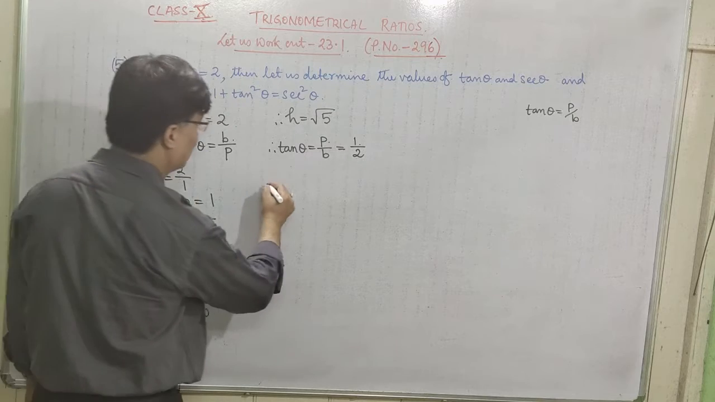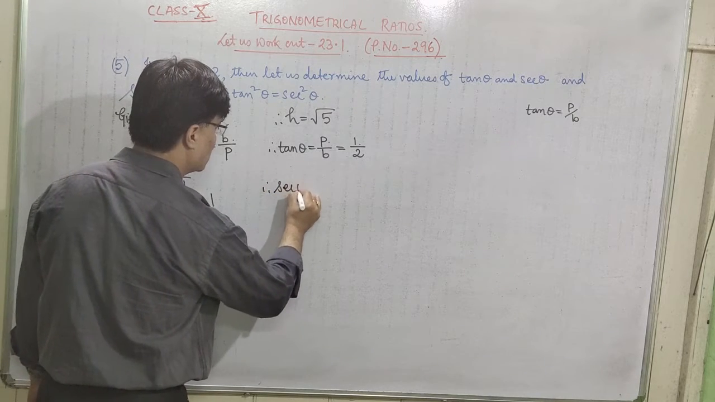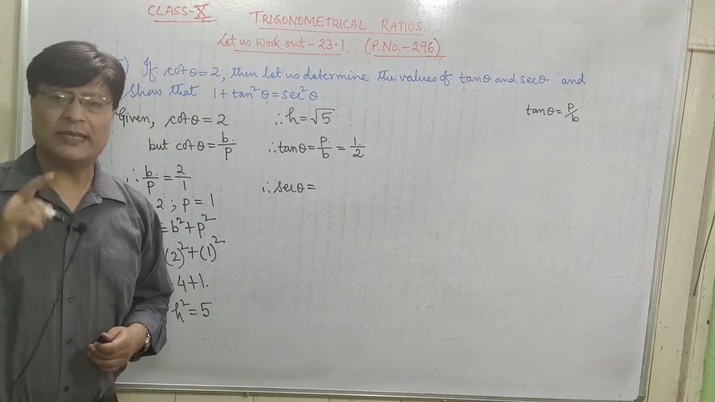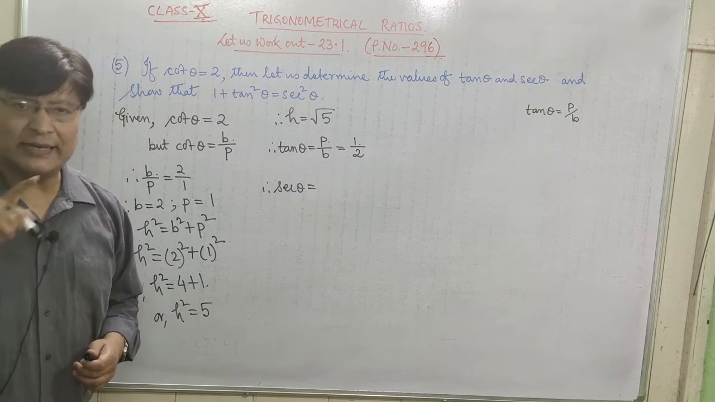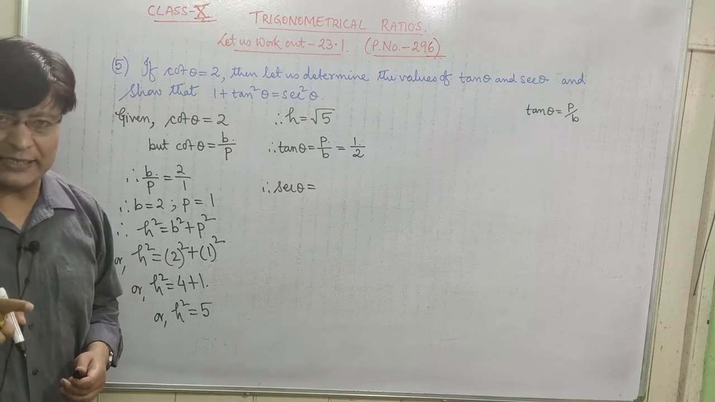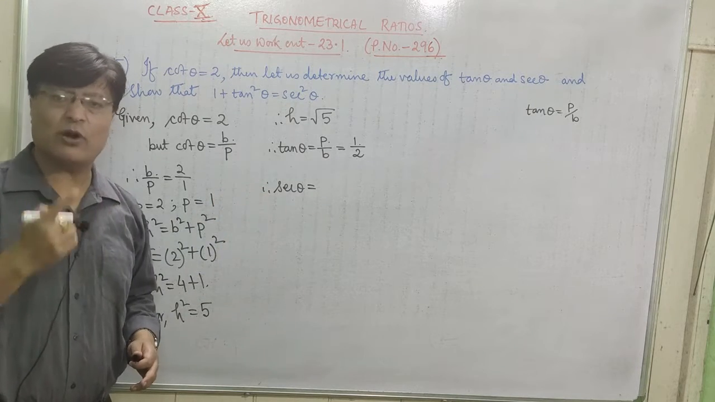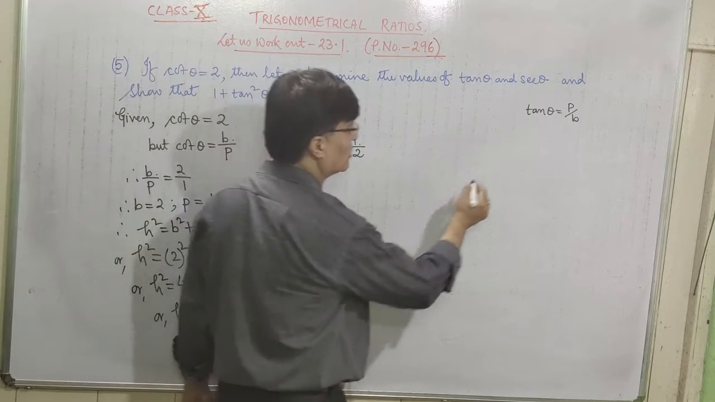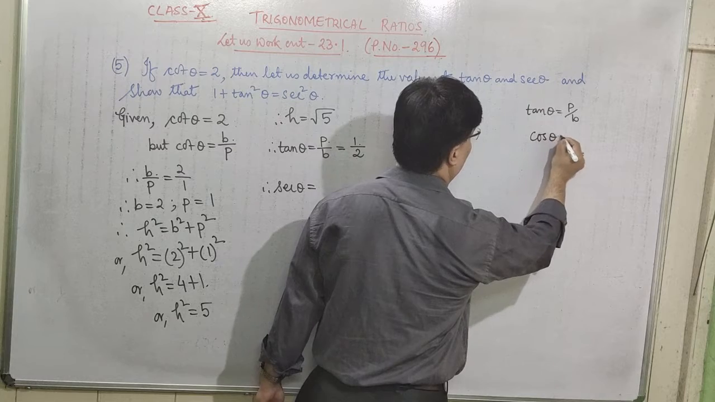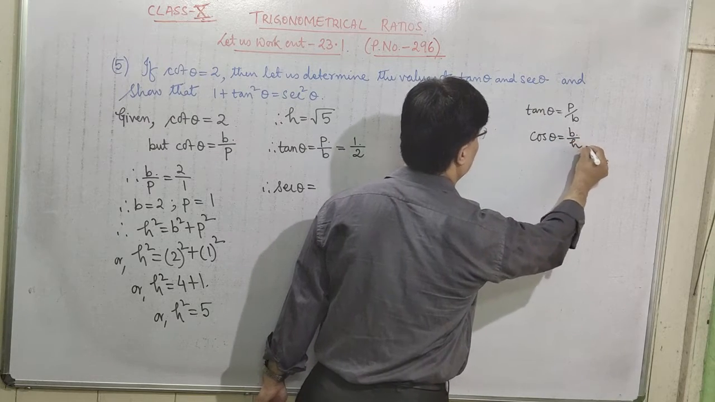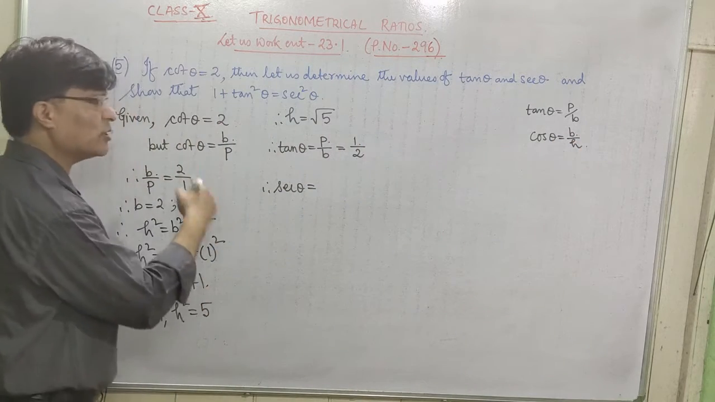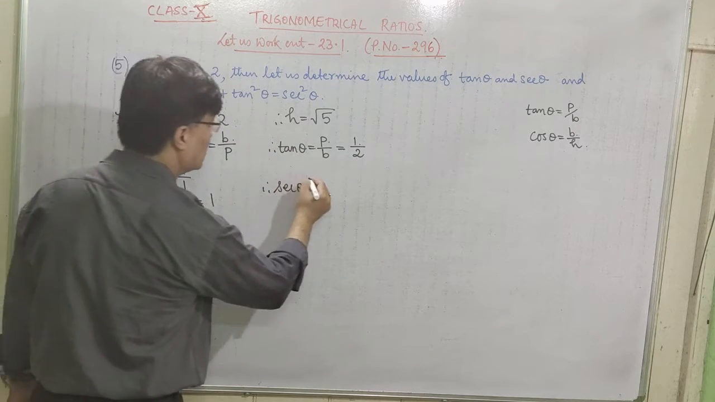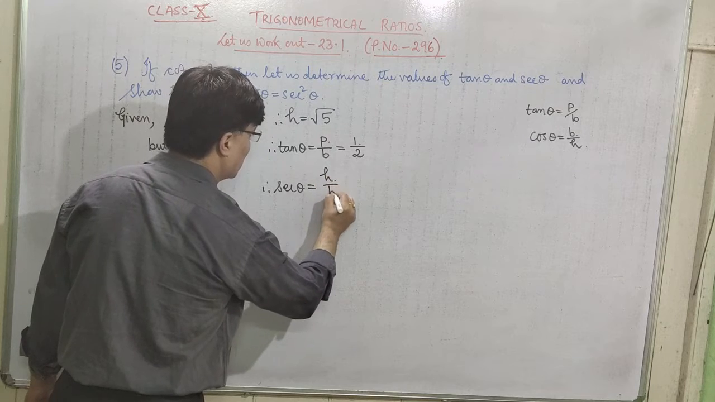Now let us find out sec theta. So what is sec theta? It is just the opposite of cos theta. That is, cos theta is equal to B upon H, but sec theta is just the inverse of cos theta. You know that cos theta is equal to base upon hypotenuse. So sec theta is equal to h upon b.